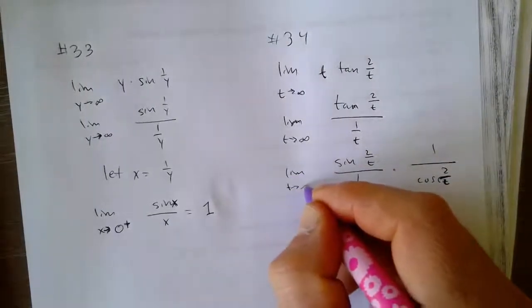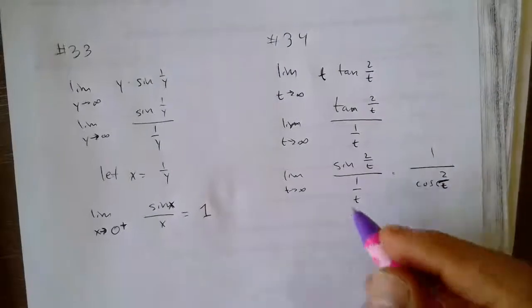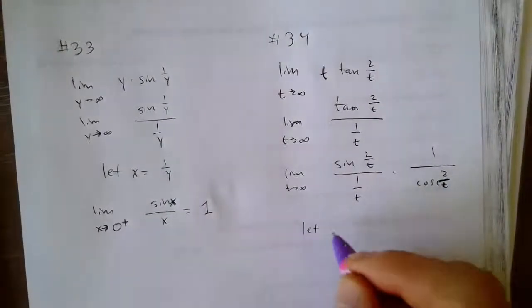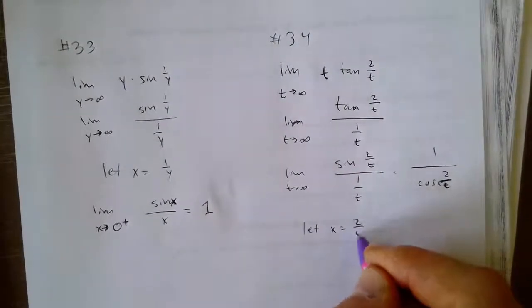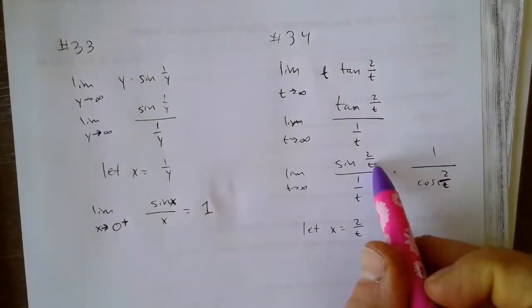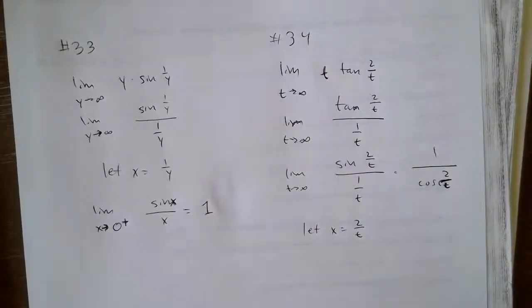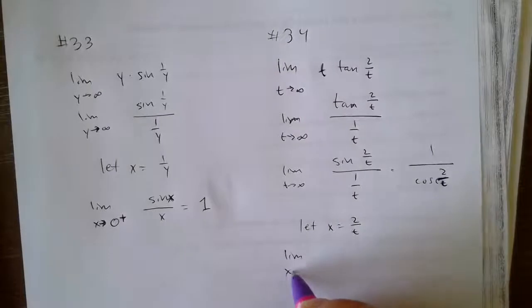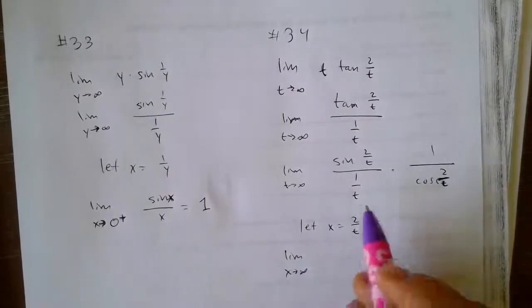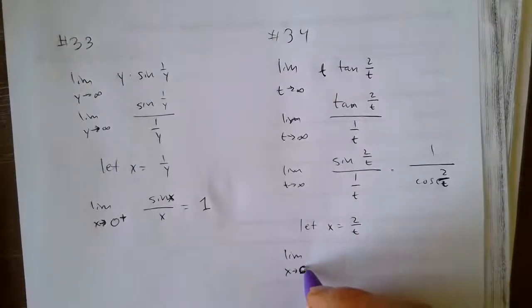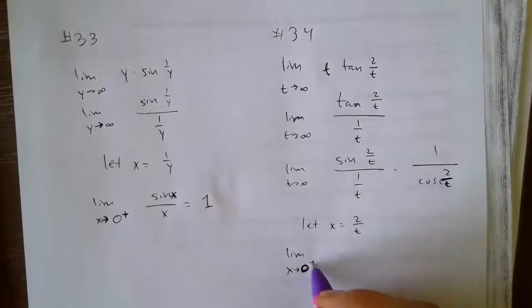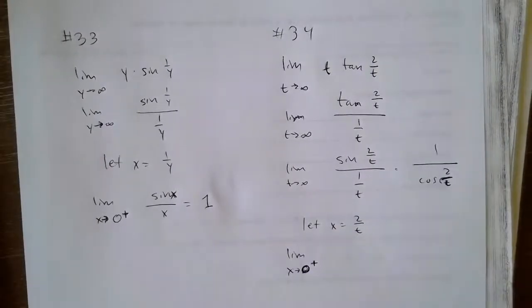Okay, this one's pretty close. Let's use a let statement here. So I'm going to let x equal 2 over t, and I made it 2 because I need this to go away. So that's going to mean I'm going to find the limit as x approaches, I'm sorry, not infinity, x approaches 0 again, and it's going to be 0 from above, right? Because these are all positive values. And it's the sine of x.